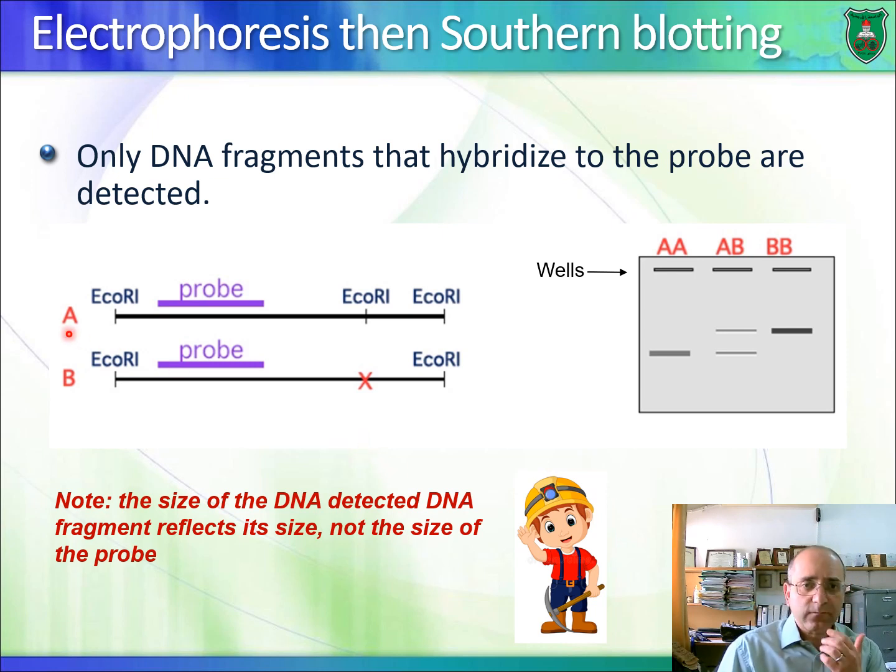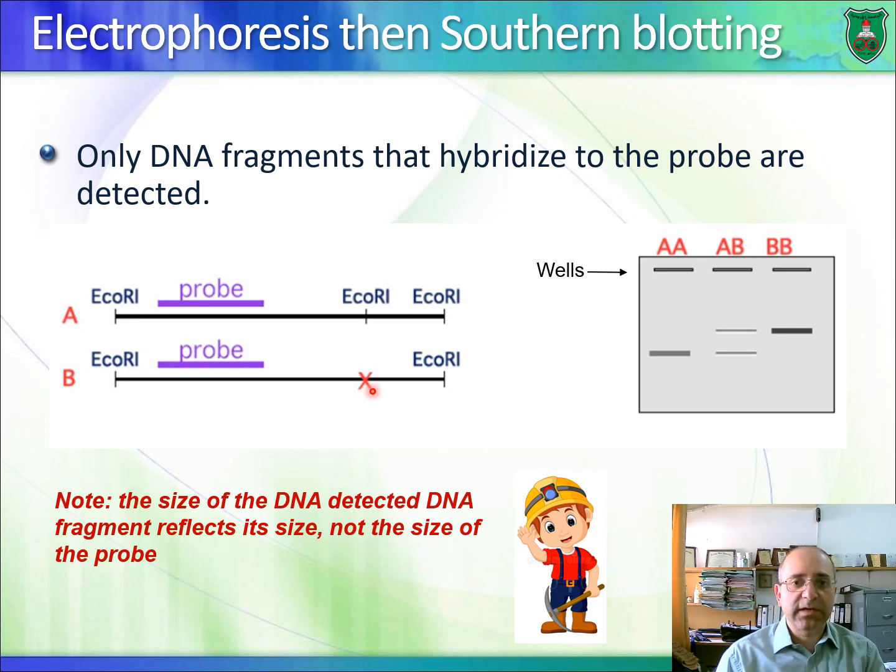Well, let's say that you have two alleles. So you have allele A and allele B. And we're using a probe that recognizes this sequence right there, specifically. Okay. And let's say that we make a cut by EcoRI. So we have EcoRI cutting in here. 1, 2, 3. For allele A. For allele B, it makes two cuts, here and here. But it doesn't make a cut right there.